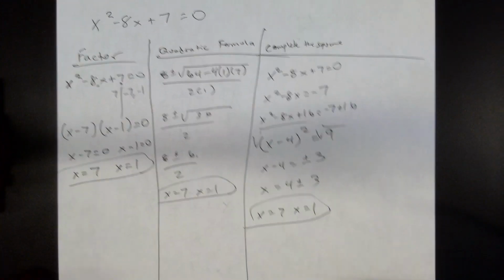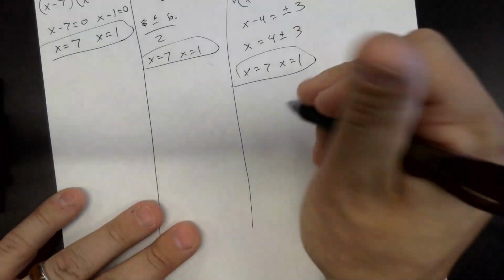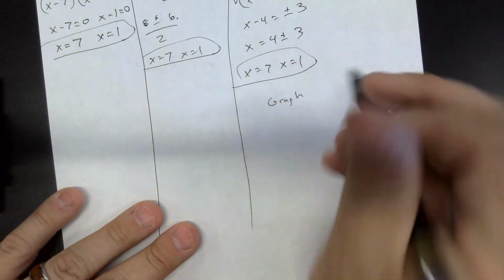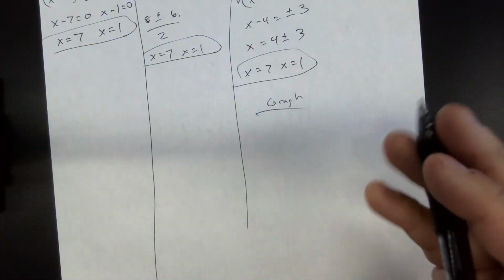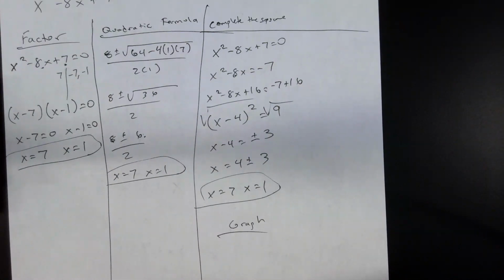Should we do one more right here? Yeah. Let's go graph. Okay, we'll just do graph. Here we go. Can you go up a bit? Wait, are we supposed to write all this down? No, I'm just showing you. Look, I'm just showing you all the different ways.